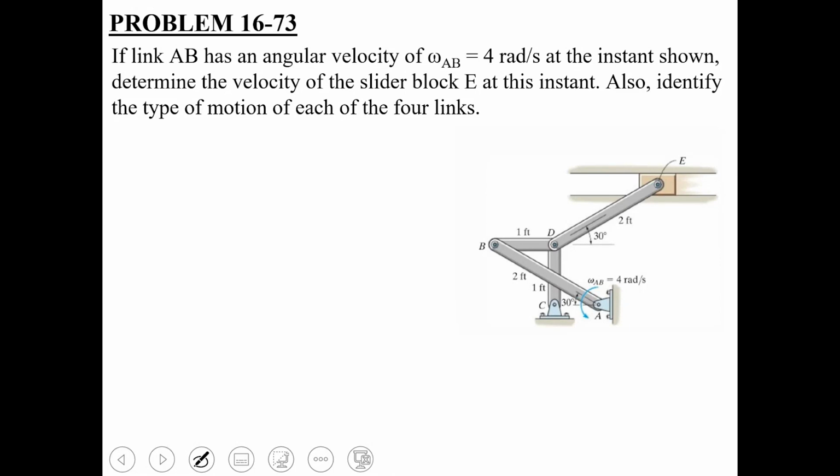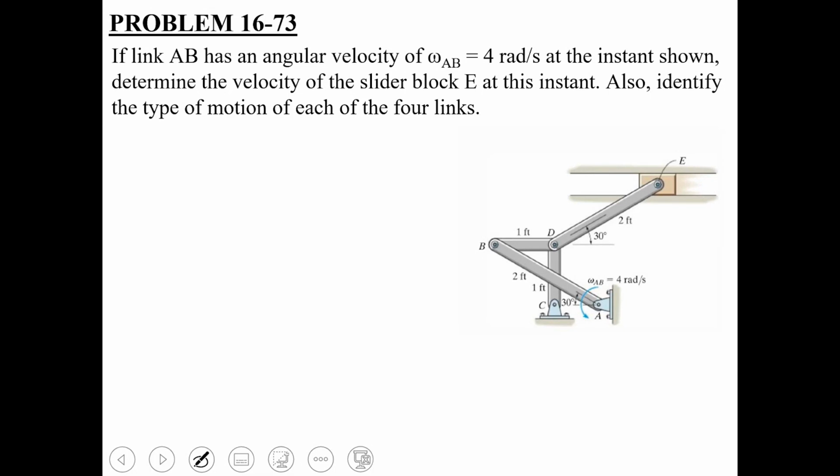So for the links that are in rotational motion, you are going to apply V equal to omega cross R. Those links which are undergoing general plane motion, you are going to apply the relative velocity equation in order to solve it. Okay, so we need to find out at the instant shown what is the velocity of this slider block E.